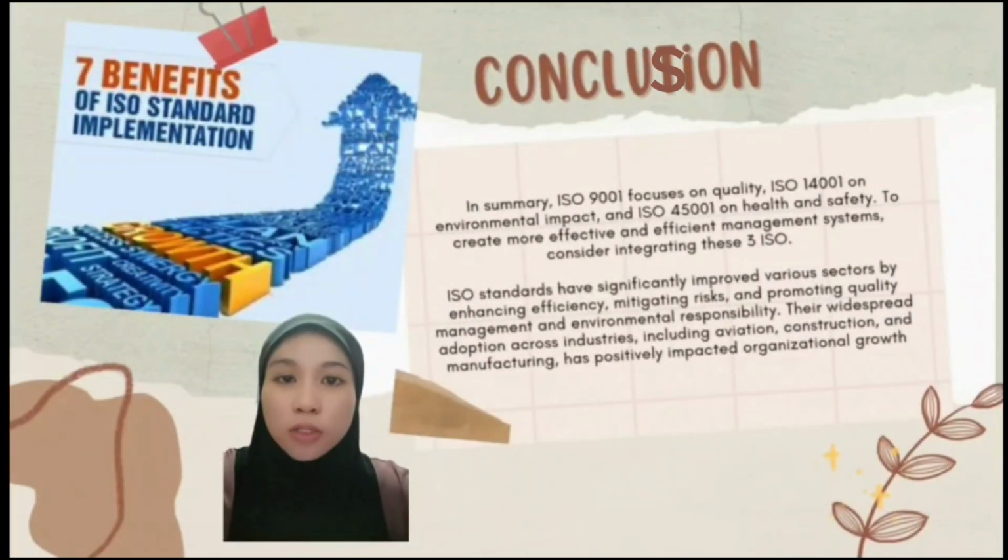In summary, ISO 9001 focuses on quality, ISO 14001 on environmental impact, and ISO 45001 on health and safety. To create a more effective and efficient management system, consider integrating these three ISO standards. ISO standards have significantly improved various sectors by enhancing efficiency, mitigating risk, and promoting quality management and environmental responsibility. Their widespread adoption across industries, including aviation, construction, and manufacturing, has positively impacted organizational growth.